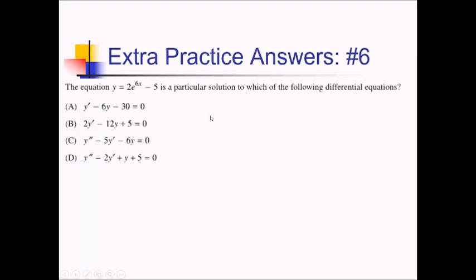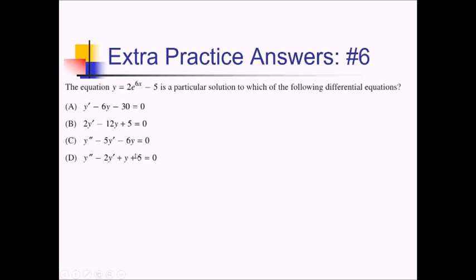On this problem, they're asking which of these equations y equals 2e to the 6x minus 5 is a particular solution for. Well, to say that this is the solution to one of these equations basically means when I plug in 2e to the 6x minus 5 for y, and whatever the derivative of that is for y prime, it should make the equation come out true. So we see here that we have a few of these different equations. We're going to need to know what y prime looks like in order to test this out in some of these. Some of these also have a y double prime.